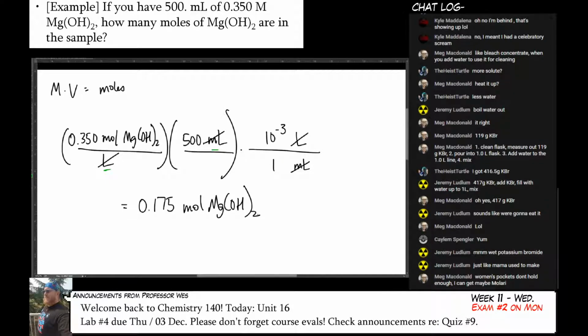And if you needed to figure out how many grams were in the sample, you could just turn that into grams by converting moles to grams. That's straightforward enough.